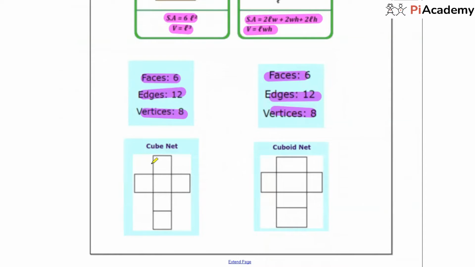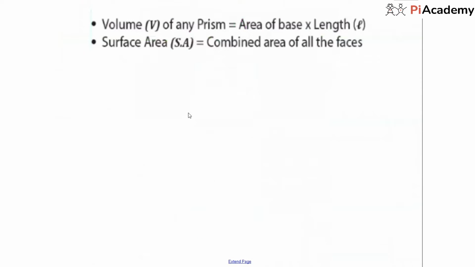And the net of the cube is like this, and the net of the cuboid is this. Now, for any prism, the volume is the area of the base times length. So remember that the volume of any prism is area of base times length. The surface area of any prism is the combined area of all the faces. You find the area of each face and combine them.